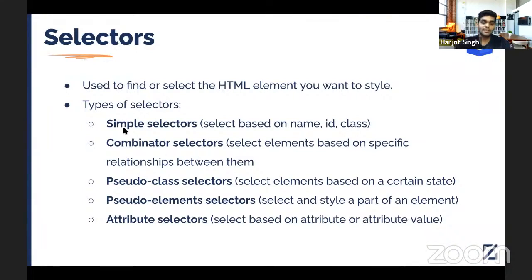The first one is simple selector, combinator selector, pseudo class selectors. There are actually so many types of selectors. These are just ways you can select an element inside HTML. So we're just going to go over simple selectors and maybe just touch on pseudo element selectors in this bootcamp. And the rest you'll just learn with time.